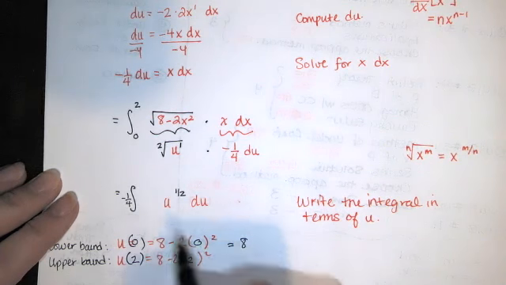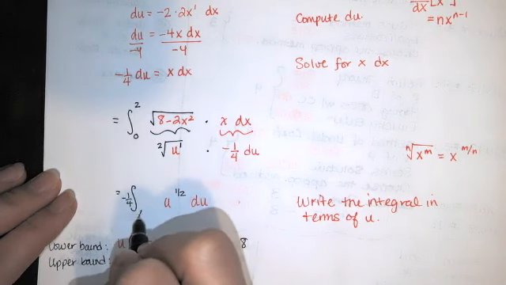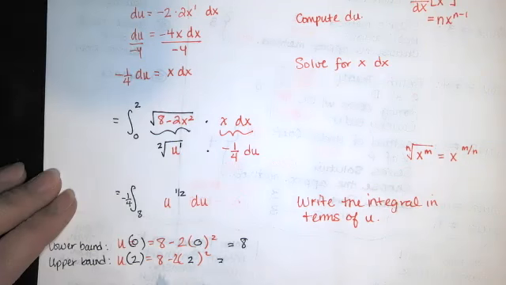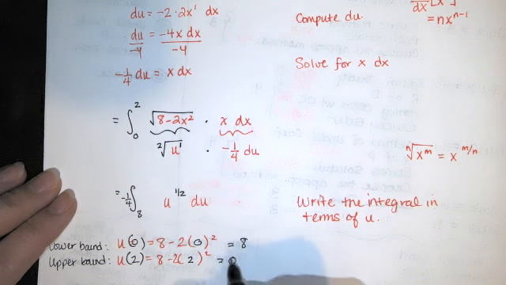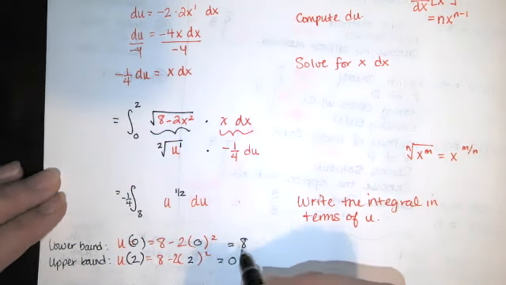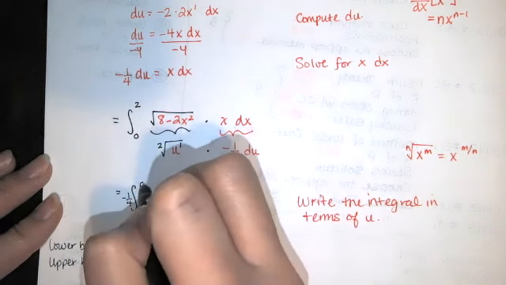So this just gives us an 8. That's our new lower bound. So u goes from 8 to whatever this value is. 2 times 2 squared, that's 2 times 4. 2 times 4 is 8. 8 minus 8 is 0. So we have 8 as our lower bound and 0 as our upper bound.